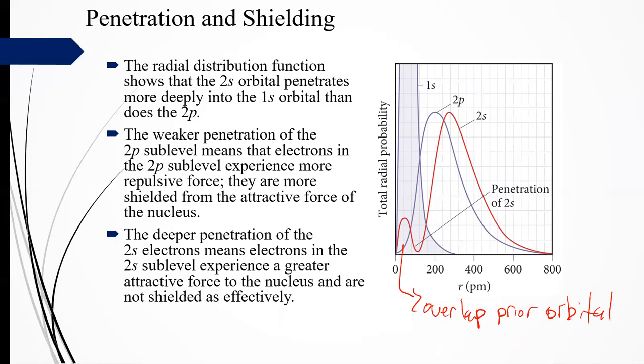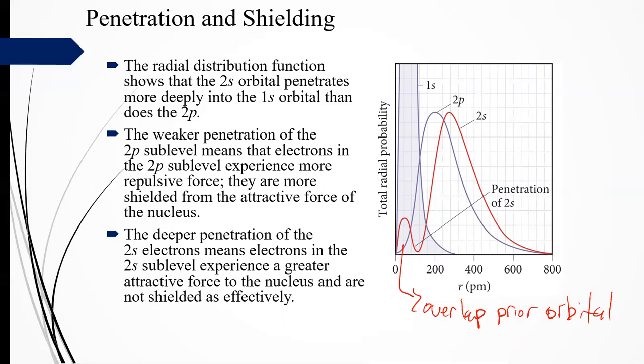And so they feel a little bit more attractive force to the nucleus, and they're not shielded as effectively. You can kind of imagine that they're a little bit taller, right? Penetration is similar to being taller. It's harder for those electrons to shield you out, right? So you can kind of penetrate in there.